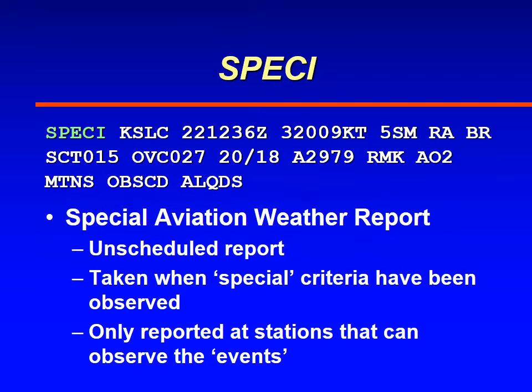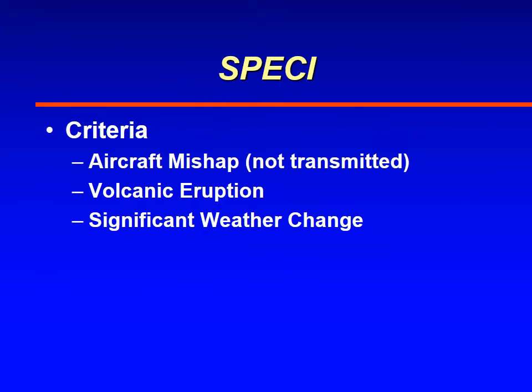Special observations are something completely different. They're made whenever there is a need, whenever special criteria have been observed. And these are unscheduled. They come out anytime there is significant weather. So what is significant weather? What are the special criteria? We'll look at those right now. The special criteria, there's a whole list of them. And for aviation purposes, you probably only need to know about 2 or 3 different criteria. But we'll go through all of them.